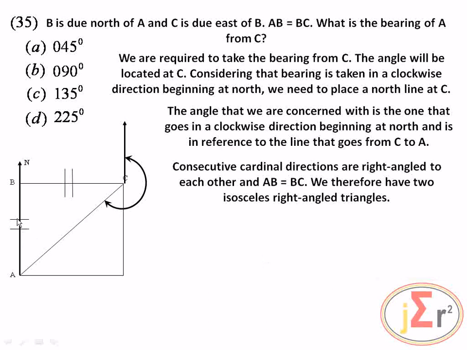Also, this AB is equal to BC. Therefore, we have isosceles right-angled triangle. So the two triangles that we have here are isosceles triangles, and they are right-angled. Do not forget that the consecutive directions are right-angled to each other, and it is said in the statement of the problem that BC is equal to AC. So there are your right angles.